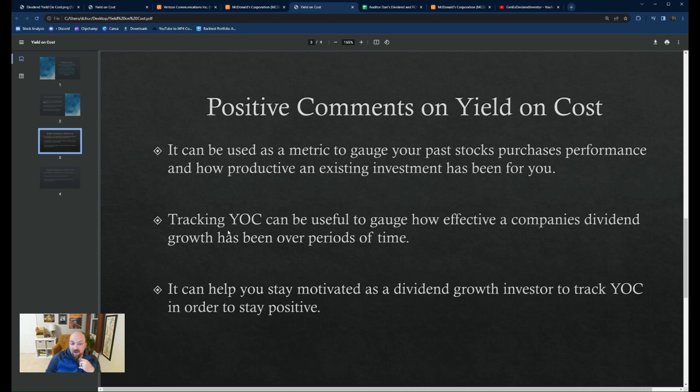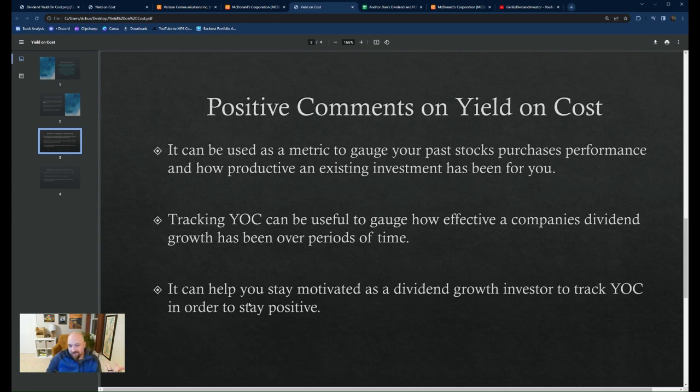Another positive: tracking yield on cost could be useful to gauge a company's dividend growth over long periods of time. So this shows you, like I said, basically why dividend growth investing is the way to go if you're going to be a dividend investor. If you don't have any growth in the dividend, then why wouldn't you just go buy a preferred share? If you ask me whether I should buy Verizon, I would say you should just go buy a preferred share of a company that's doing really well. They'll give you a higher yield and you don't have any downside risk. The dividend won't go away. It is what it is. So that's just my take on it.